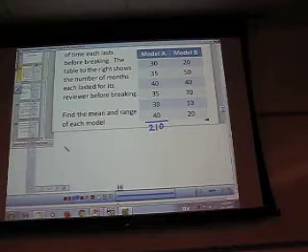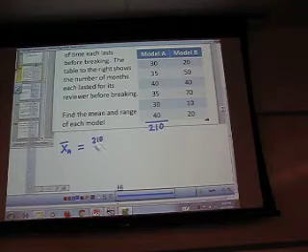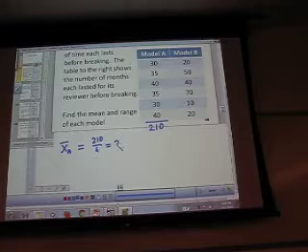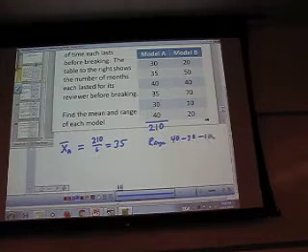All right, so for the X bar, the sample mean for A, you add these up, you got 210 divided by 635. And then the range would be the highest minus the lowest, so 40 minus 30, 10.